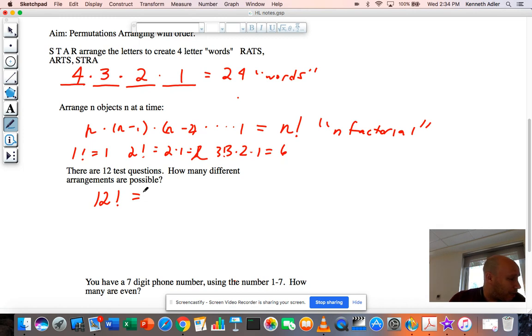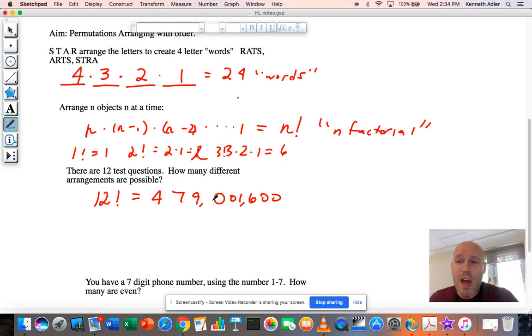I'm going to ask Siri, hey Siri, what's 12 factorial? Just a moment. 12 factorial is 479,001,600. You don't need to do that on your own. Just stick that in the calculator, it'll do it for you. Or IB will just be fine with you writing 12 factorial. That's totally fine.